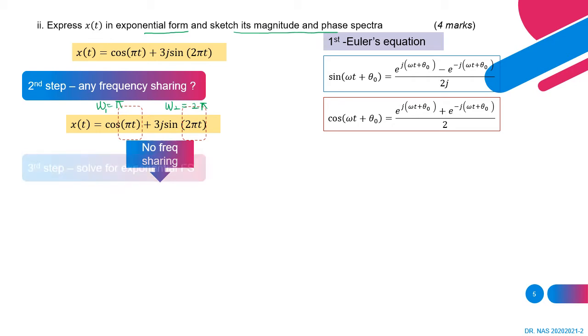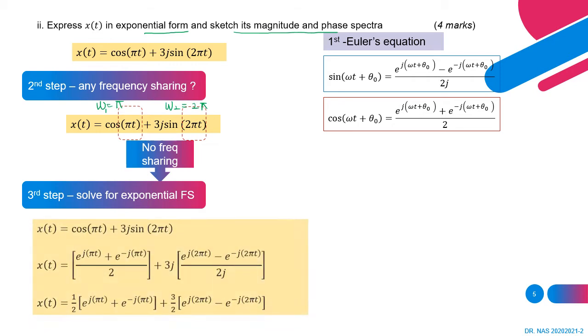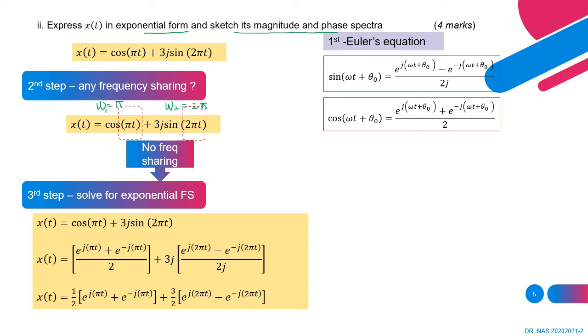Okay, when there's no frequency sharing, then you can start solving the exponential Fourier series by converting the cos and sin functions using Euler's theorem. So the first component is cos, so it is e^(jπt) plus e^(-jπt) divided by 2, and for the sine component, 3j times e^(j2πt) minus e^(-j2πt) divided by 2j, and then simplify the equation. So this is your equation in trigonometric form. So next, don't forget you have two questions to answer. This is the first one and the second one is the sketch.